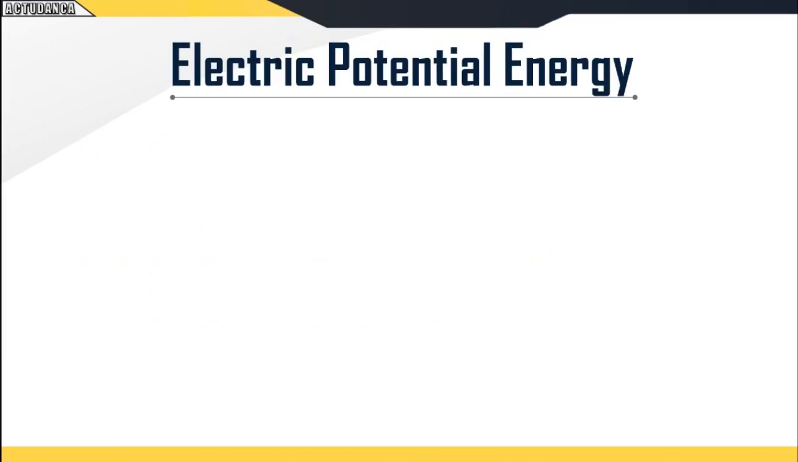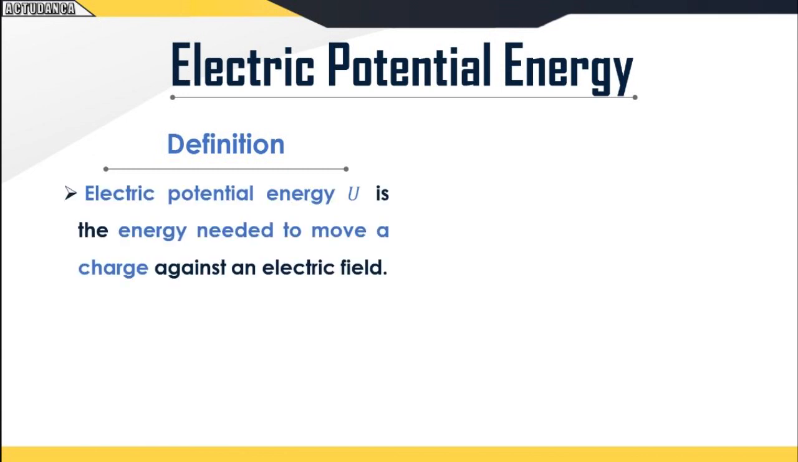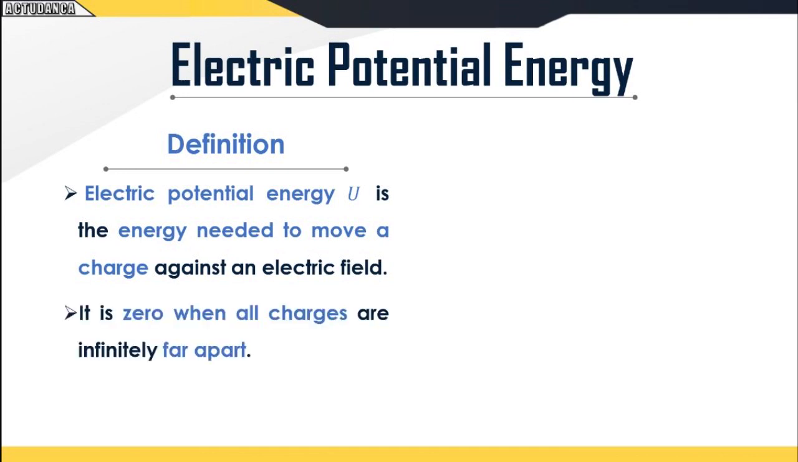So we have here electric potential energy. By definition, electric potential energy, denoted by the capital letter U, is the energy needed to move a charge against an electric field. It is zero when all charges are infinitely far apart. Class, ang ibig sabihin dito, ang energy na kailangan natin para makapagpagalaw ng isang charge against an electric field ay ang electric potential energy. It is expressed in units of joules or the capital letter J.